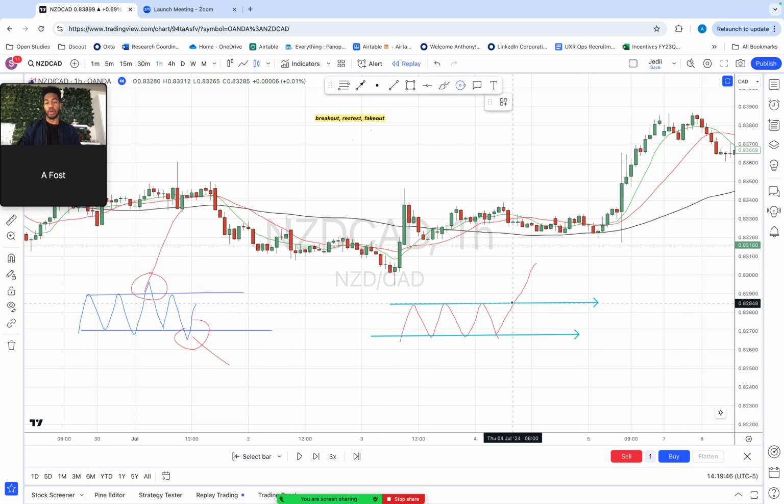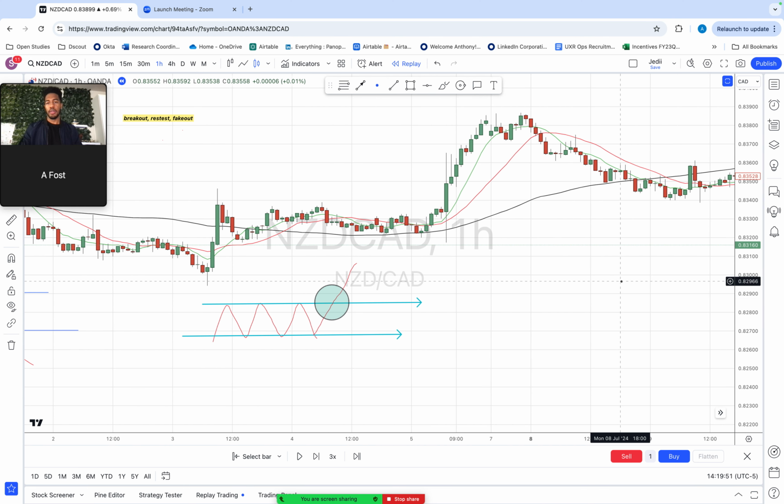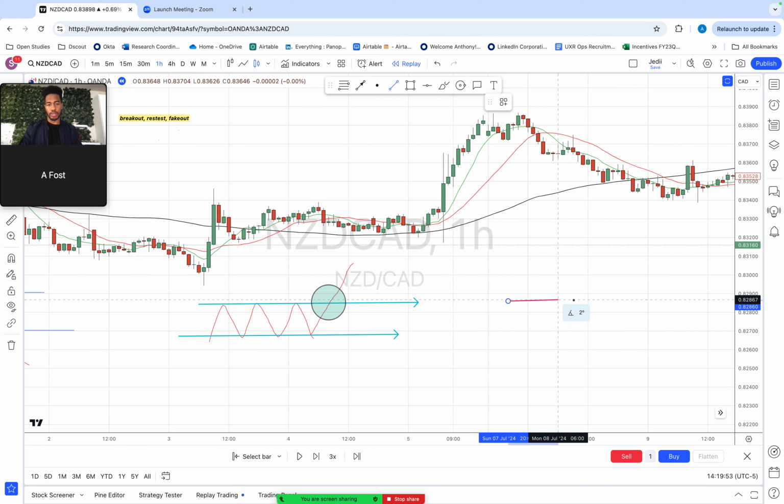In this area, what are we seeing? There are a couple of things you want to see. I'm just going to grab a little line. Let's say this is that support level or resistance level.